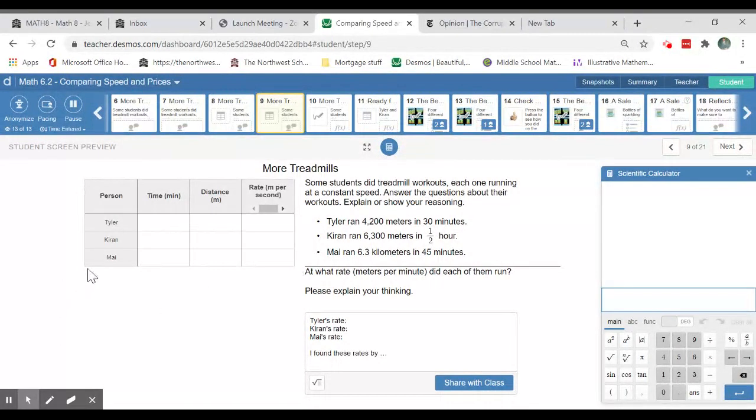All right. So Tyler ran 4,200 meters in 30 minutes. So that is 30 minutes, 4,200. And a couple things. Number one, it looks like this unit here takes up too much space, so you can't see your whole number. That's my bad. I'm sorry. I will try to fix it, or at least not make that same mistake again in the future.